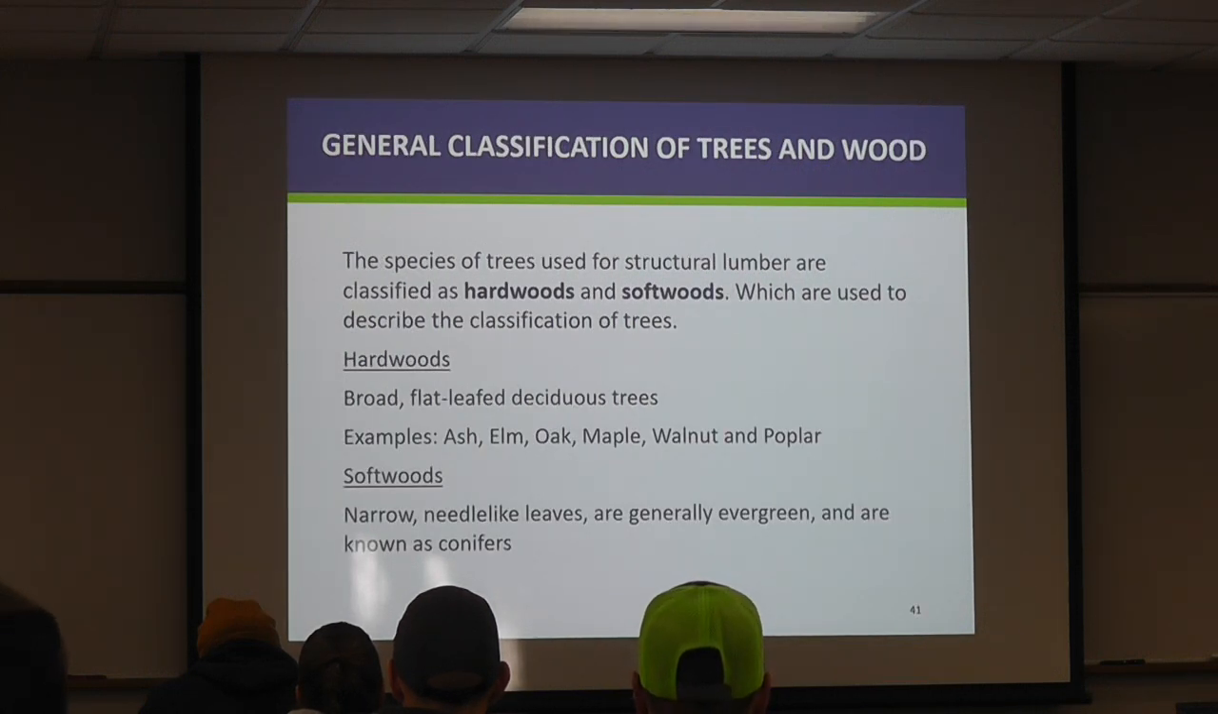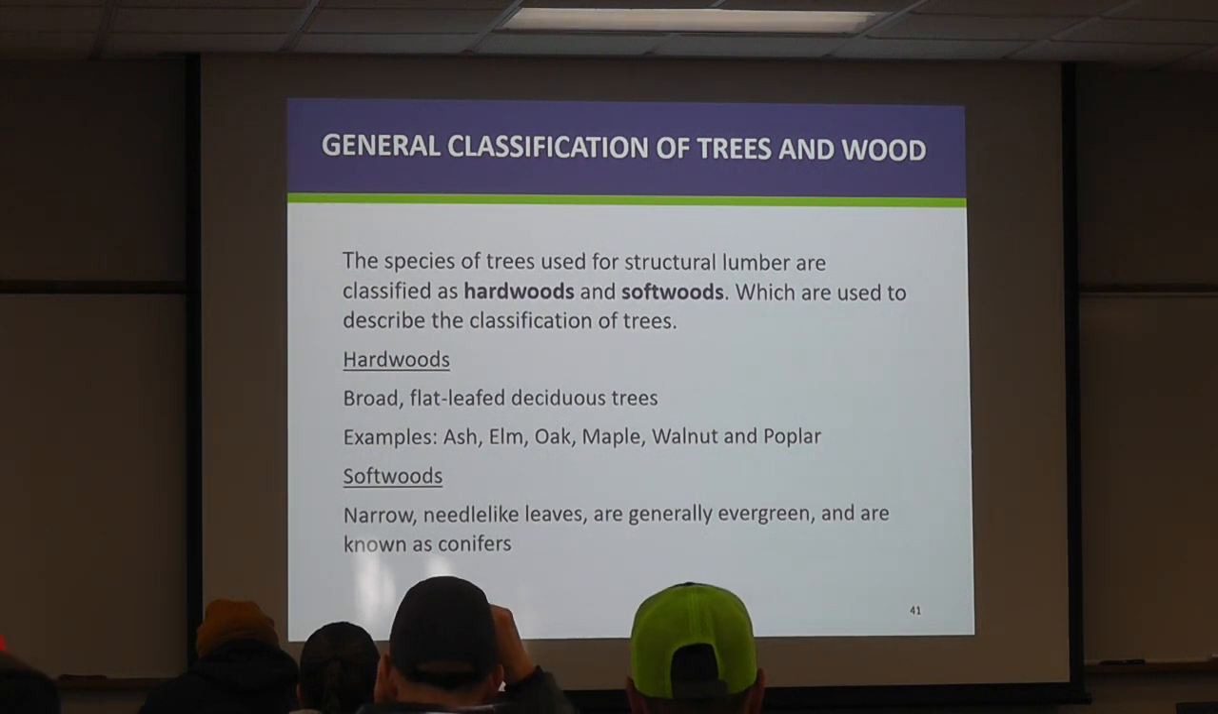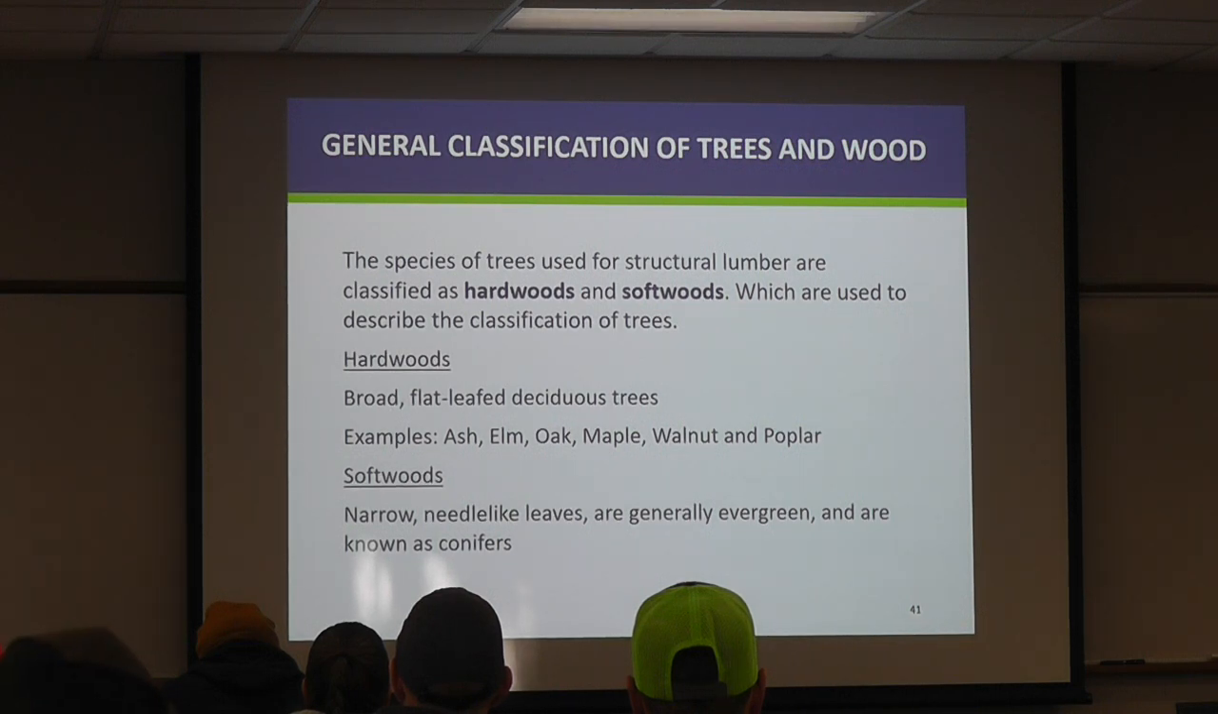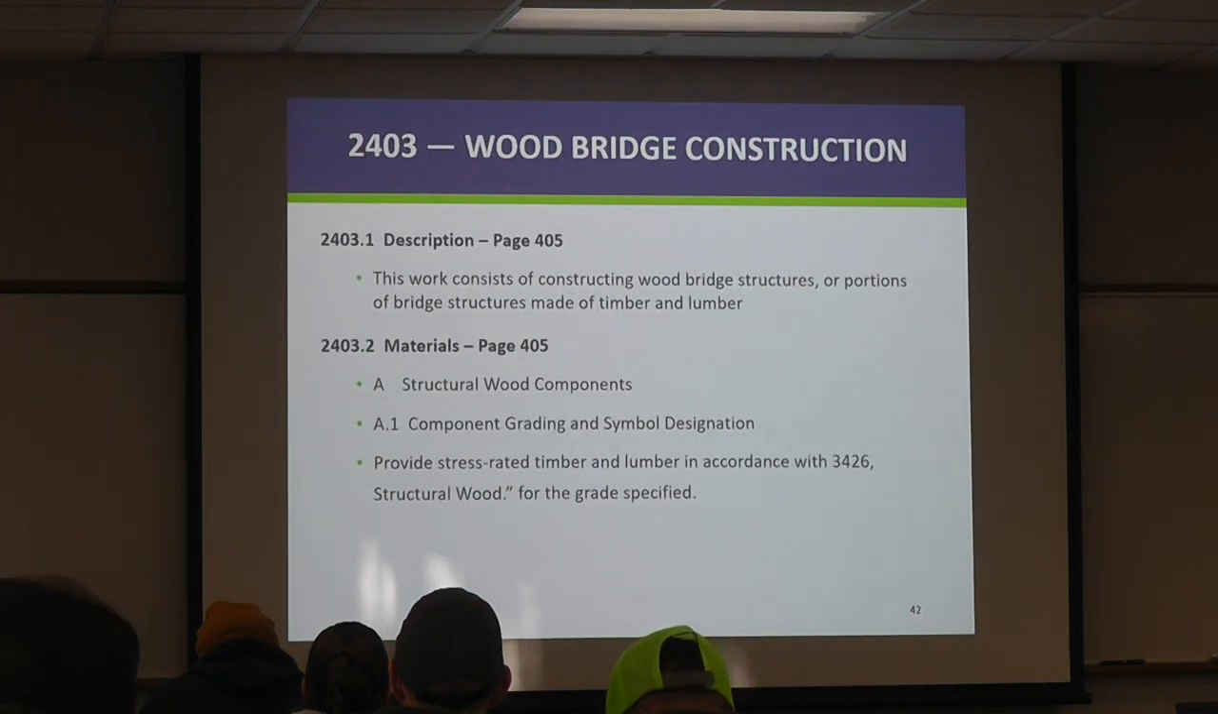So we've got a few slides in that talk about some of our wood and timber elements. So obviously hardwoods are the broad flat leaf trees, the ash, elm, oak, and so forth. They get used sometimes, but more often we have some of the softwoods, the pine, the fir, get used as some of the materials for our falsework and our forming.